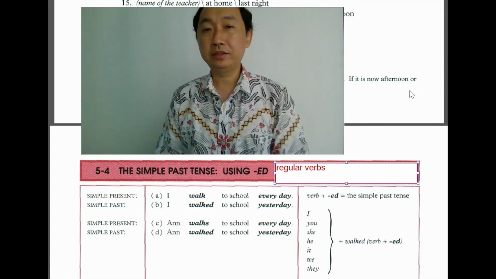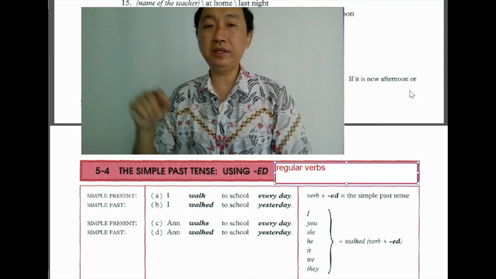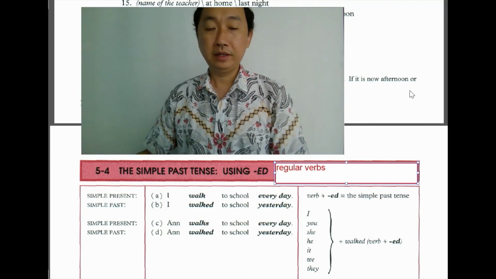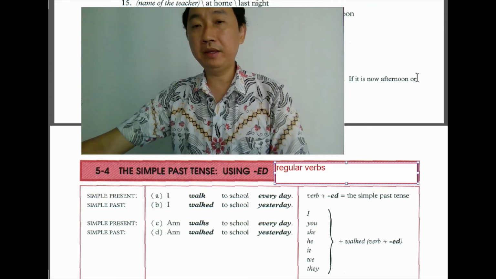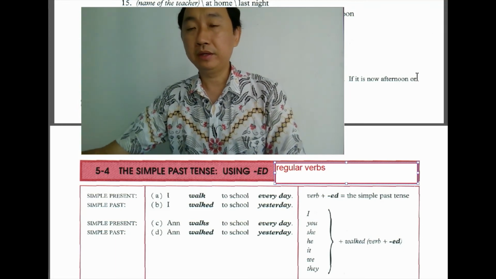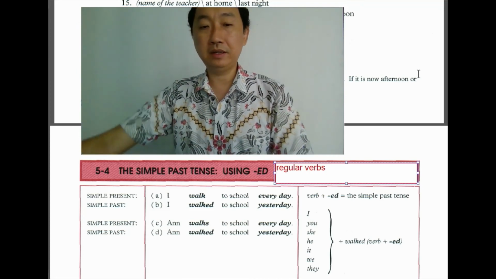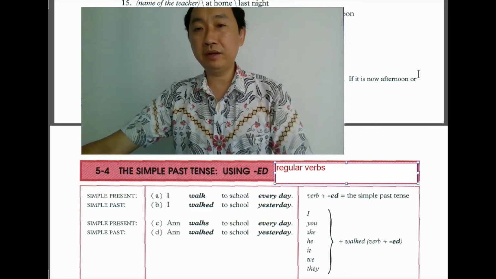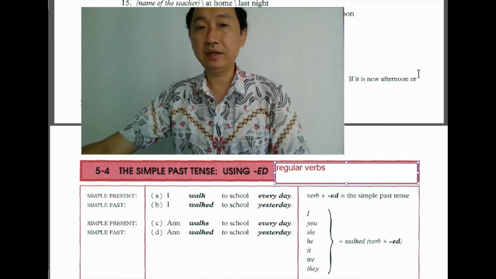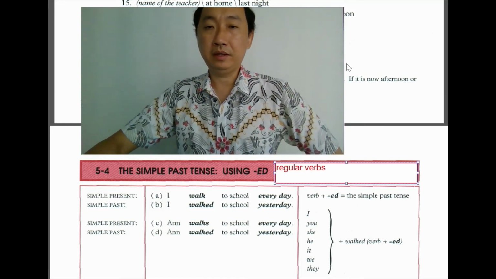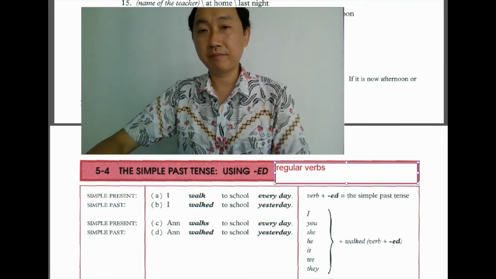So when we deal with regular verbs, we use the ending -ed at the back. For example, I walk to school every day, but I walked to school yesterday. A little bit different pronunciation. And then Anne walks to school every day. Anne walked to school yesterday. So we use the ending -ed for regular verbs.